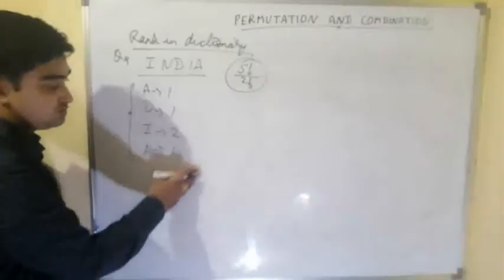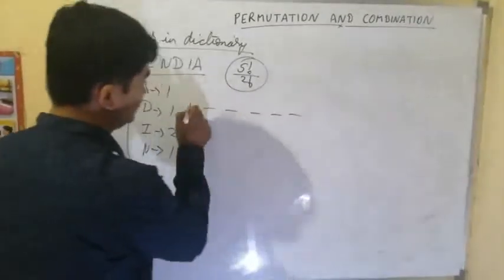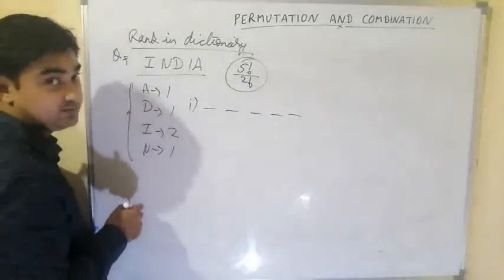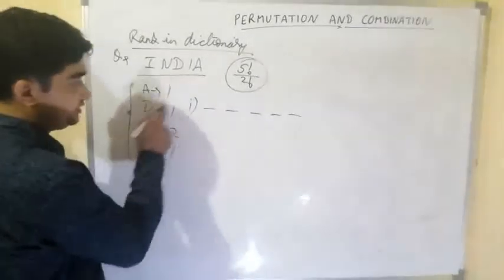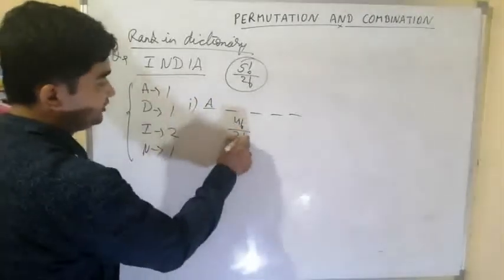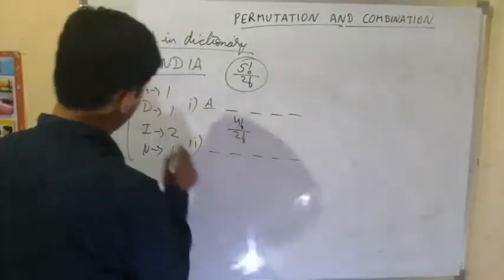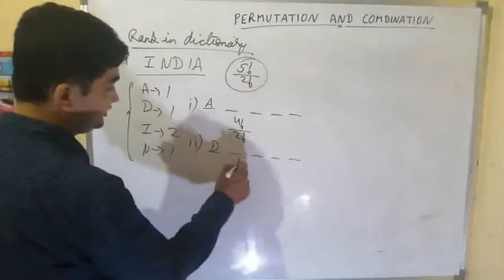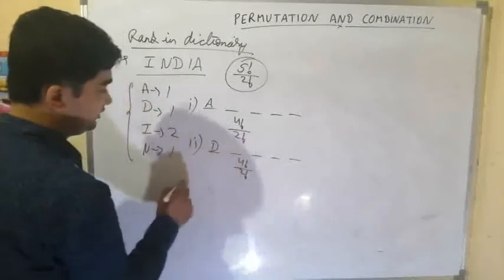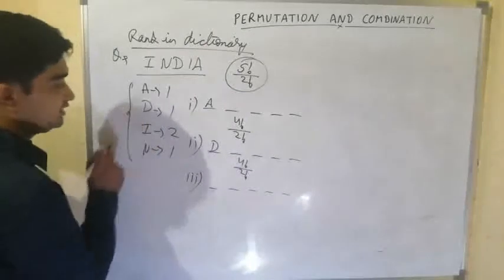In the dictionary, first we get the words starting with A. It is a 5-letter word. Put A here. How many are left? 4. They can arrange in 4 factorial by 2 factorial ways. Then second, we see the words starting with D. Put D here. They can again arrange in 4 factorial by 2 factorial ways. Then third, we see the words starting with I.